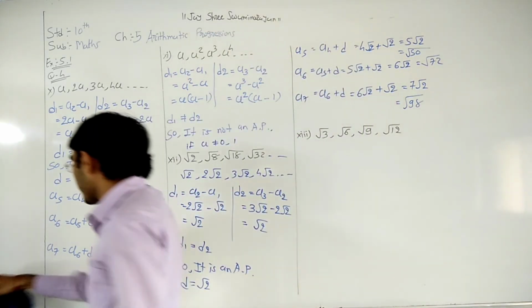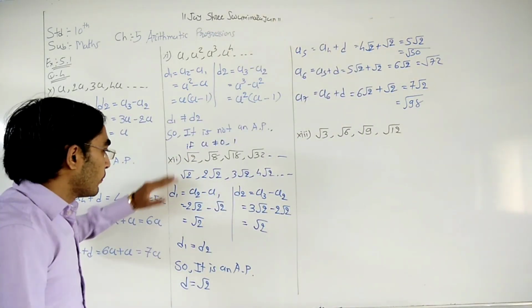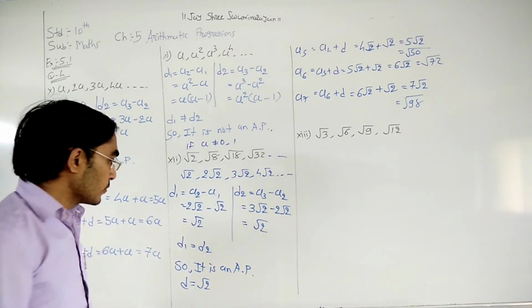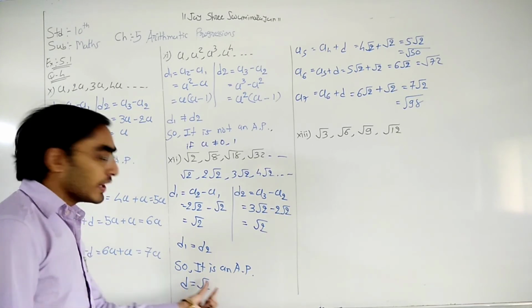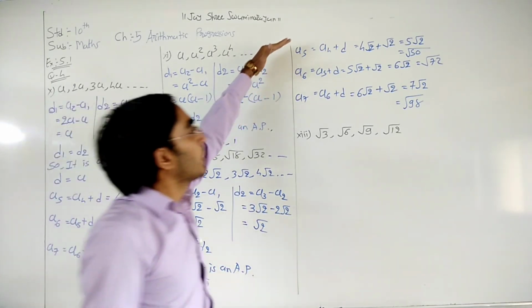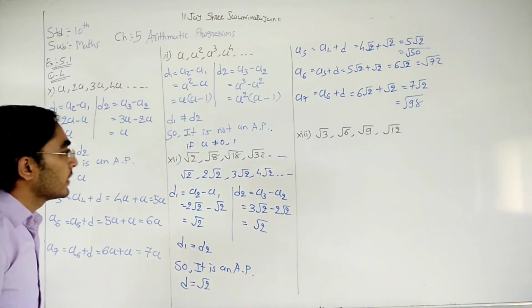So here, first of all, convert this series like this. Find out the common difference d1 and d2. We get the same answer. So it is an AP with common difference d equal to under root 2. And after that, find out a5, a6 and a7. Okay?